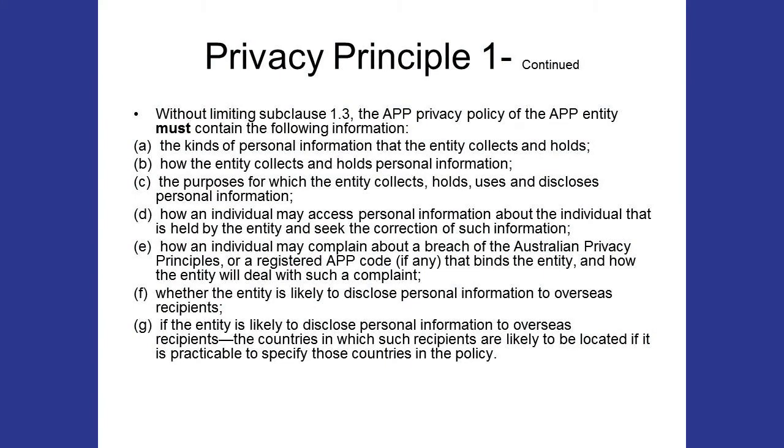So privacy principle 1, open and transparent management of personal information. You must take reasonable steps to implement practices and procedures to comply and to deal with inquiries and complaints. You must have an up-to-date privacy policy. You must take reasonable steps to make the privacy policy available. And the Act makes mention of a good way to do that is on your website. So if you have a website, you should be looking at getting your privacy policy up there pretty much straight away.